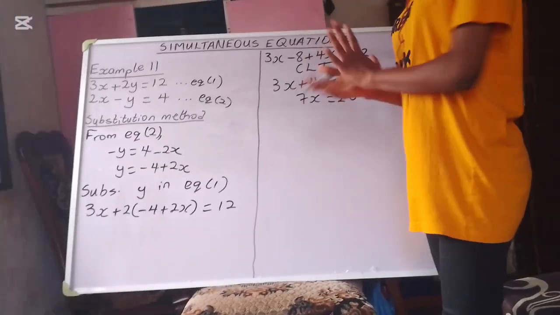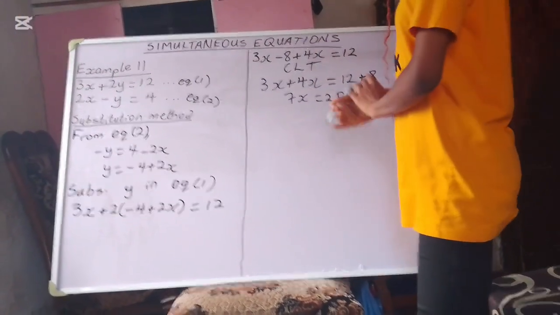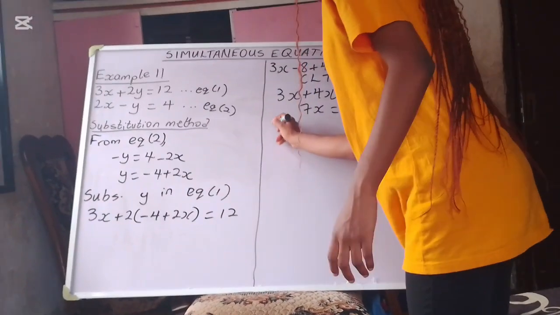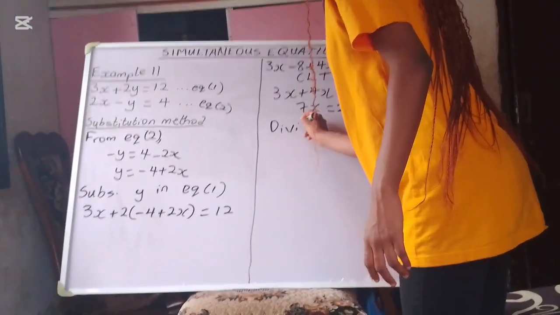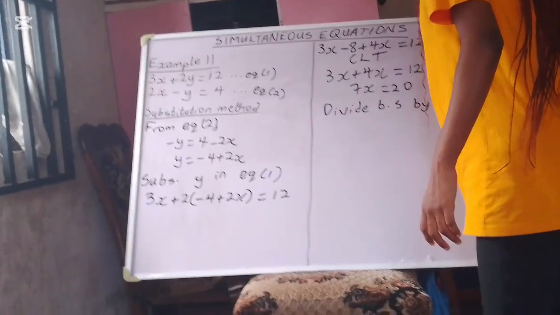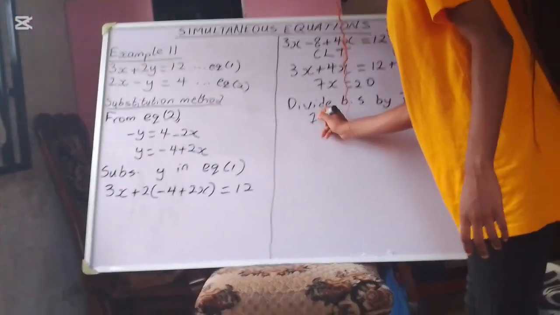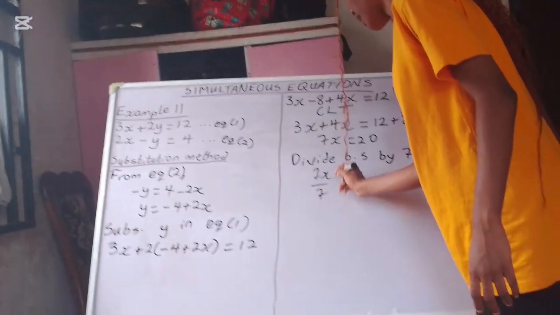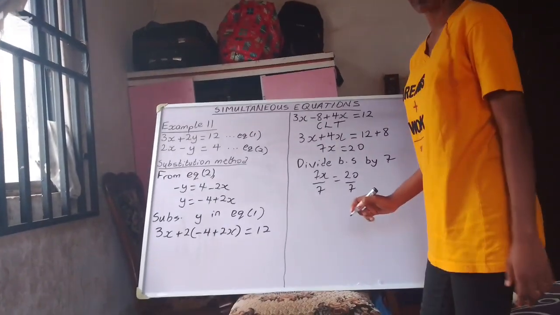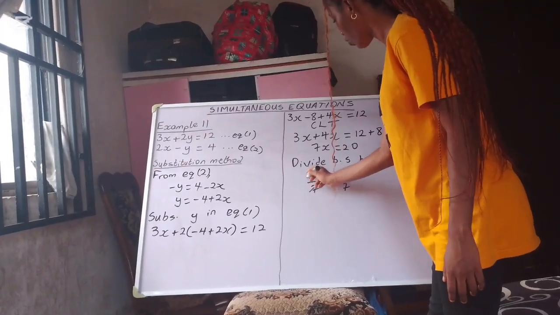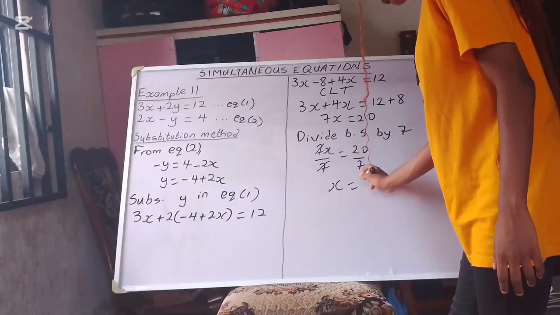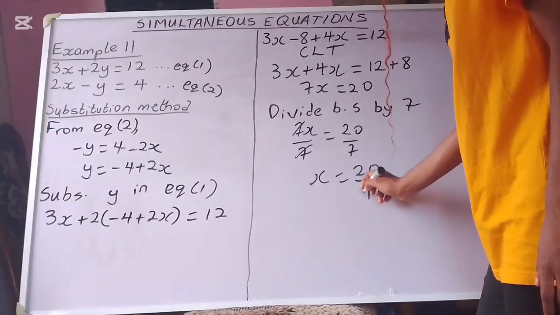Now we need the value of x and not the value of 7x. So to get the value of x, you simply divide both sides by the coefficient. In this case, we are going to divide both sides by 7. If we do that, we'll have 7x divided by 7 on the left hand side and equals 20 divided by 7 on the right hand side. 7 will strike off here, then we'll be left with x equals 20 over 7.